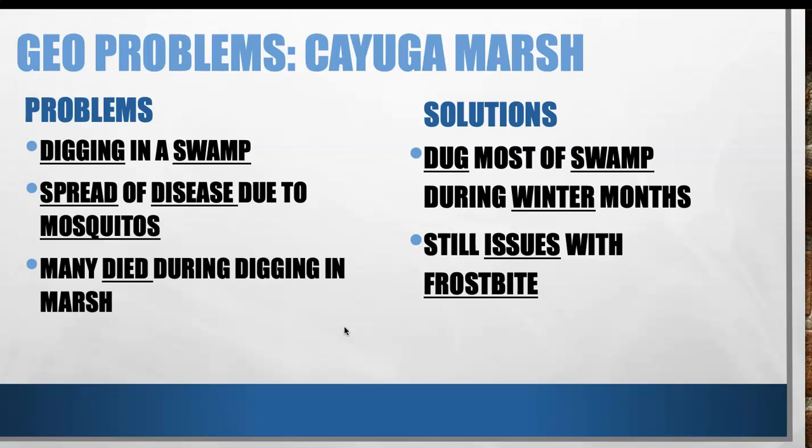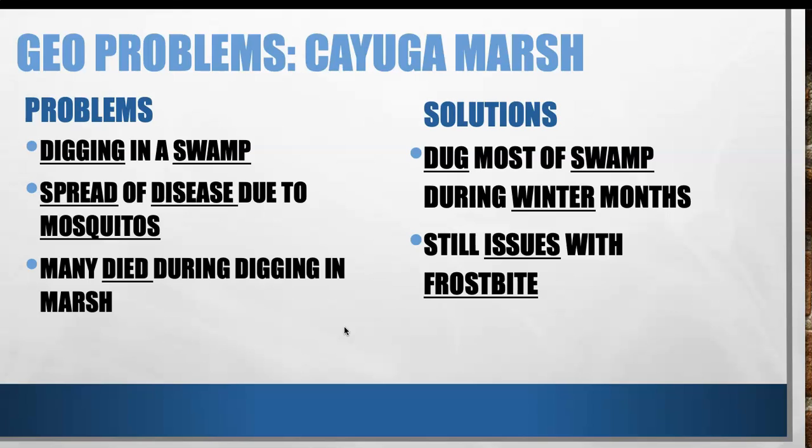So this is why we talked about the first 15 miles or so was very, very slow. Digging through this spot was very slow. In the summer, it was hot, it was humid. Disease was being spread due to mosquitoes. Malaria was an issue, and hundreds were dying during the building of the canal.